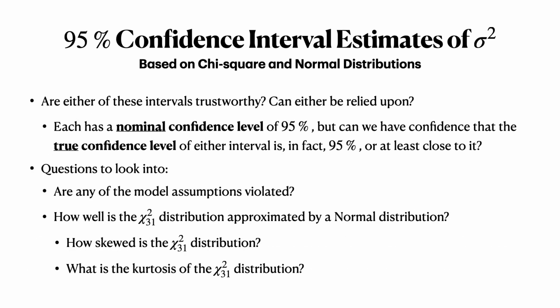And so, are either of these intervals trustworthy? Can either be relied upon? Each has a nominal confidence level of 95%. But can we have confidence that the true confidence level of either interval is, in fact, 95%, or at least close to it? Here are some questions to look into to answer this. Are any of the model assumptions violated? How well is the chi-square distribution with 31 degrees of freedom approximated by a normal distribution? In particular, how skewed is this chi-square distribution? And how much kurtosis does this chi-square distribution possess?